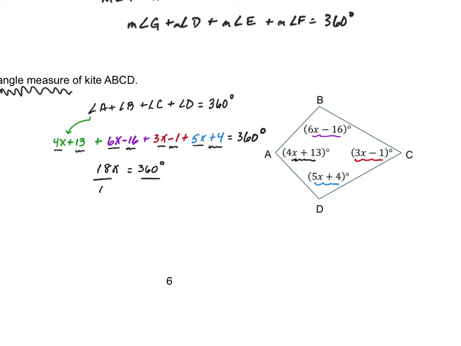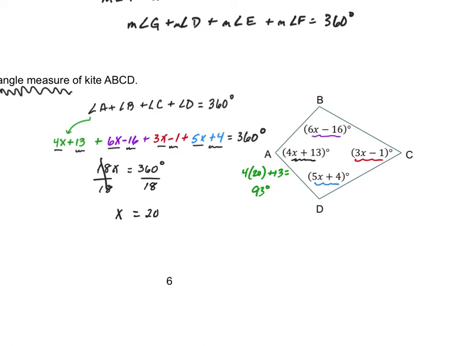Divide both sides by the coefficient, which is 18, and I find out that x should be equal to 20. Now, if I know x, how can I find out what my angle measurements are? Well, I can go back in and substitute those values in. So angle A, I have 40 times x, which is 20, plus 13, is going to be equal to 93 degrees.